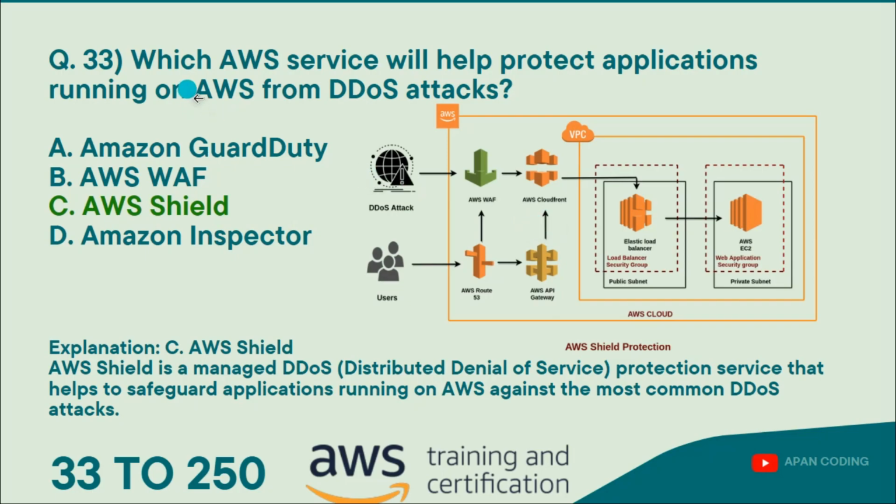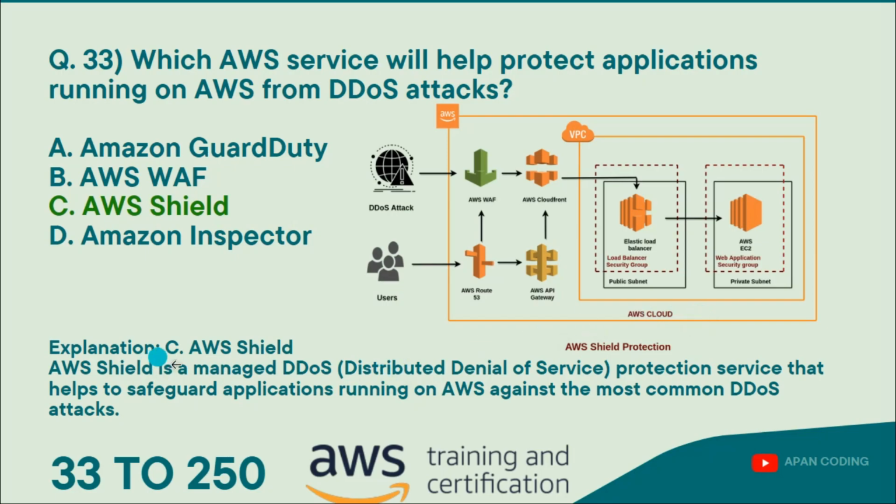Question number 33: which AWS service will help protect an application running on AWS from a DDoS attack? You know very well, friends, DDoS means distributed denial of service. What will be the answer? AWS Shield, because AWS Shield protects you when a DDoS attack is on the server. AWS Shield protection covers all of this area.